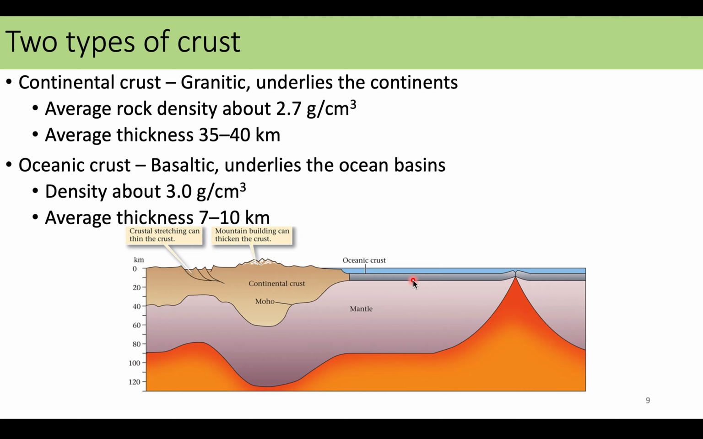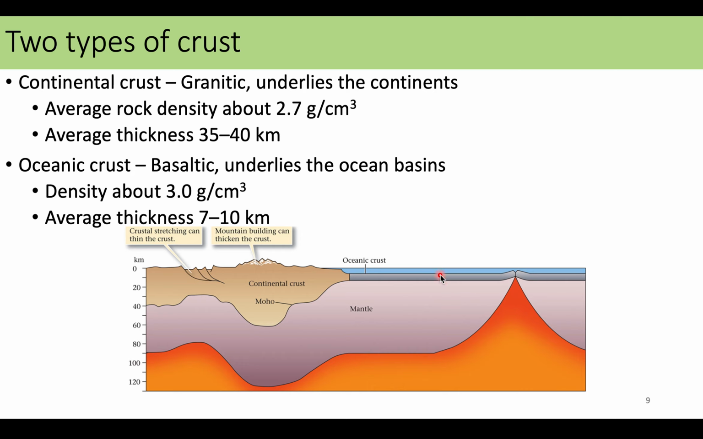And that's because we have two different types of crust. So we have the continental crust, which underlies our continents, hence its name. It is less dense than our oceanic crust, and it has an average thickness of 35 to 40 kilometers, but it can range significantly. Oceanic crust, however, it is more basaltic.